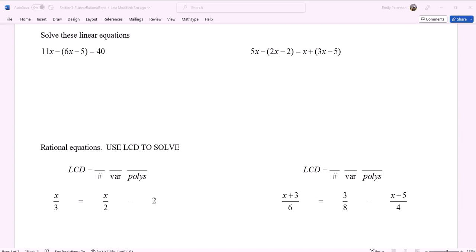What we're going to do in this video is solve rational equations very similarly to the way we would solve linear equations. So what I have is a couple of examples here, and we're going to solve these as we would.